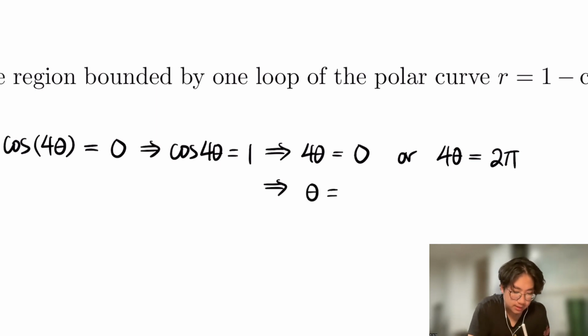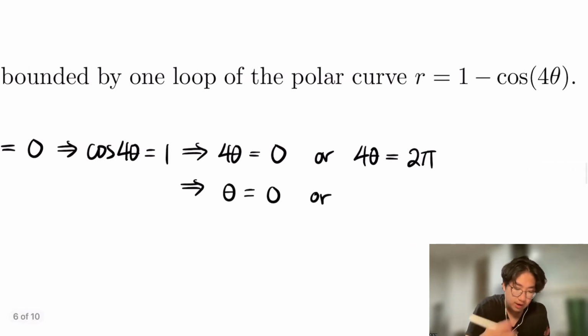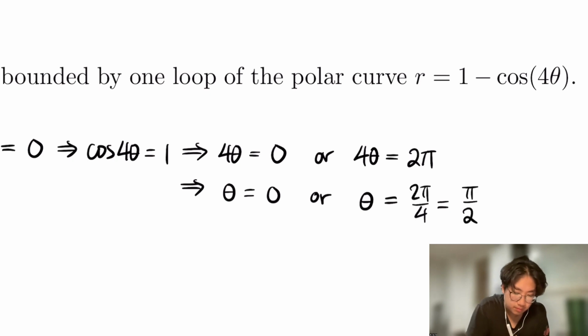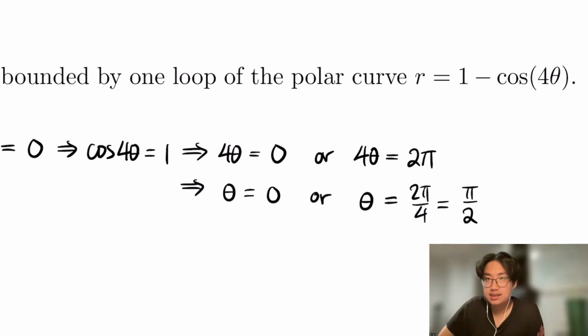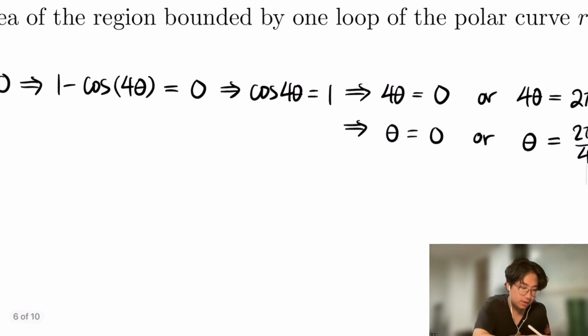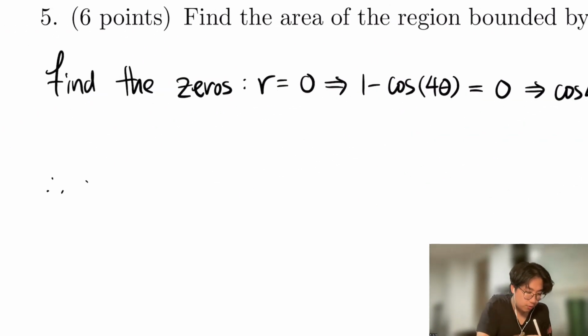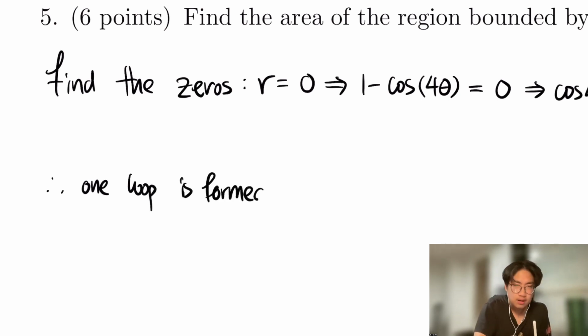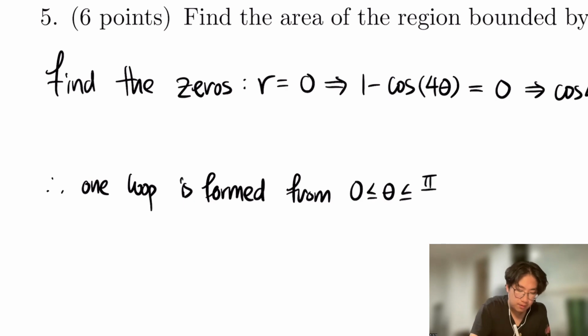So here, theta is equal to 0. Or you divide both sides by 4, and you get 2 pi over 4, which is equal to pi over 2. So this right here tells us that when theta is between 0 and pi over 2, one loop is formed. So we'll just quickly conclude that right here. Therefore, one loop is formed when theta is between 0 and pi over 2.